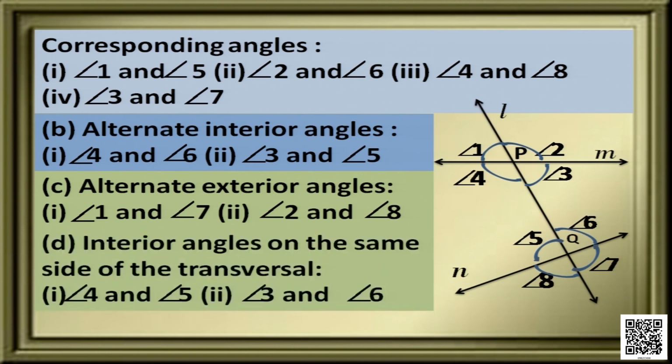Then come the interior angles on the same side of the transversal. You see, this is the transversal. Same side means if we consider the right side, then the interior angles on the right side are 3 and 6. So 3 and 6 are a pair of interior angles on the same side of the transversal. Similarly, angle 4 and angle 5 are also interior angles on the same side of the transversal.